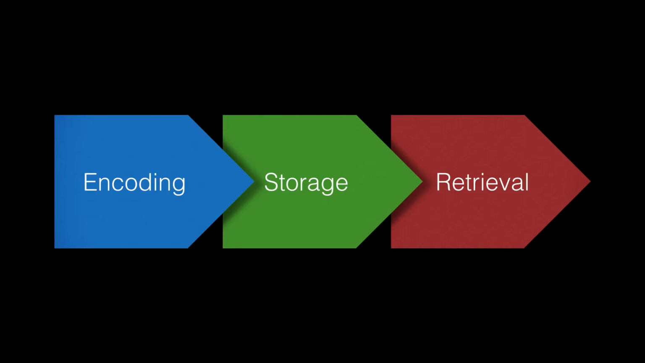So that's one example of a bias that affects the encoding stage of eyewitness memory. However, every step of the memory process is vulnerable to distortion. In the next presentation, we'll talk about some factors that can affect the storage and retrieval stages.